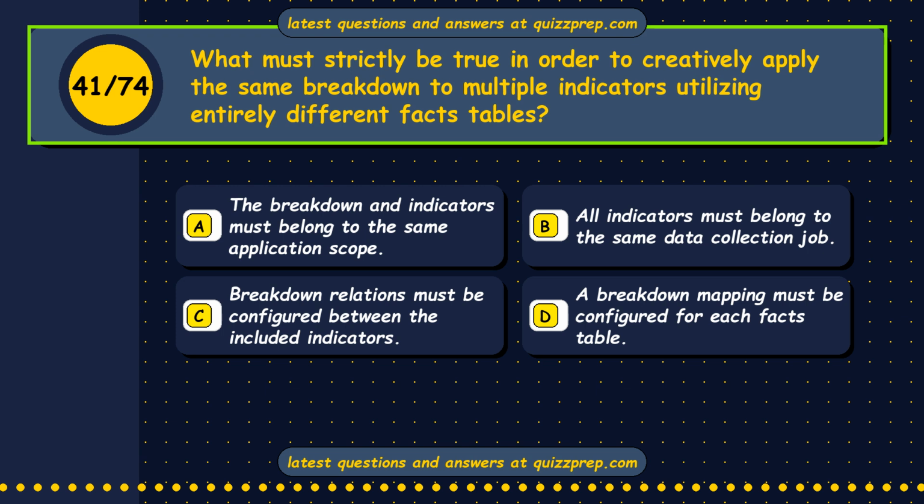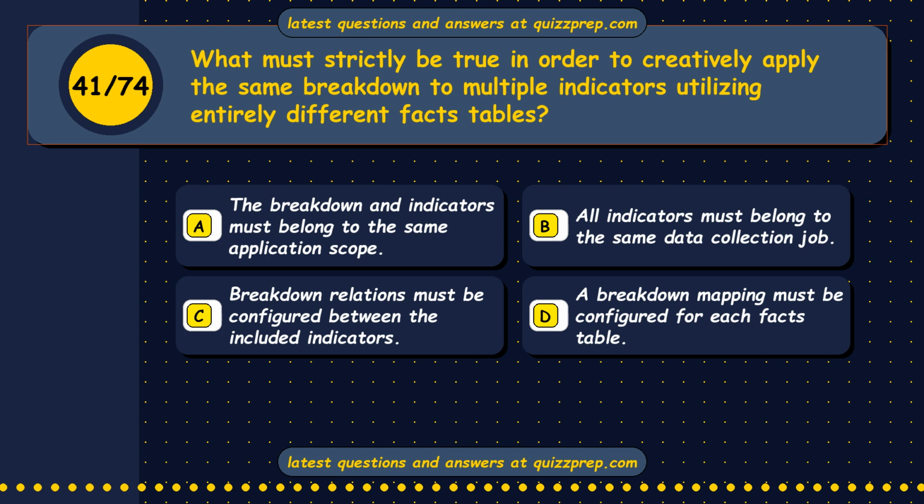Question 41. What must strictly be true in order to apply the same breakdown to multiple indicators utilizing entirely different facts tables? Option A. The breakdown and indicators must belong to the same application scope. Option B. All indicators must belong to the same data collection job. Option C. Breakdown relations must be configured between the included indicators. Option D. A breakdown mapping must be configured for each facts table.